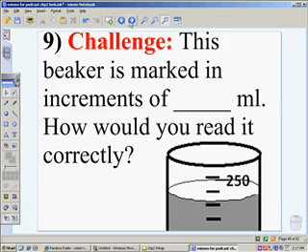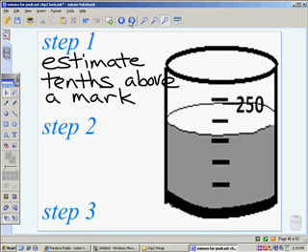This beaker is marked in increments of 50 milliliters. Each mark here is 50 milliliters. How would you read it correctly? This is a little bit more complicated. We can't just add one more decimal point to our answers. We have to do a little bit of calculations.